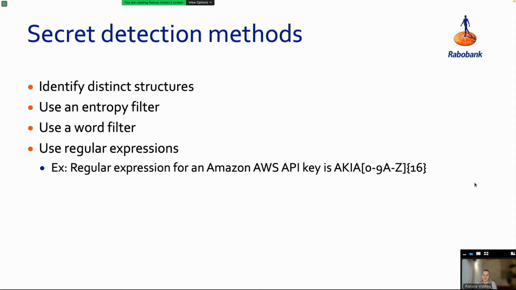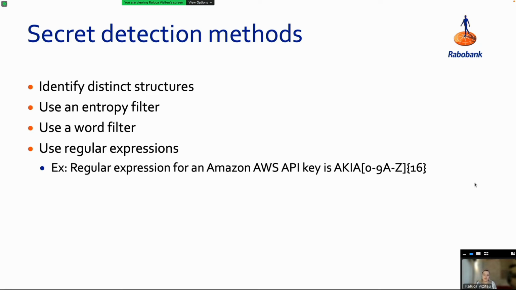A second method would be to use an entropy filter. The most used estimator for randomness is the Shannon entropy. The entropy filter can detect secrets based on their randomness. It is most efficient when used together with other secret detection methods to confirm the validity of the secret.